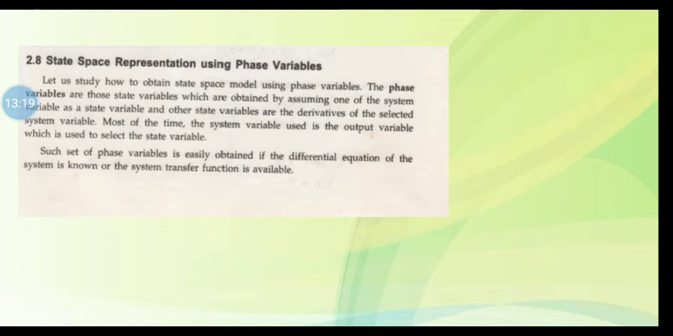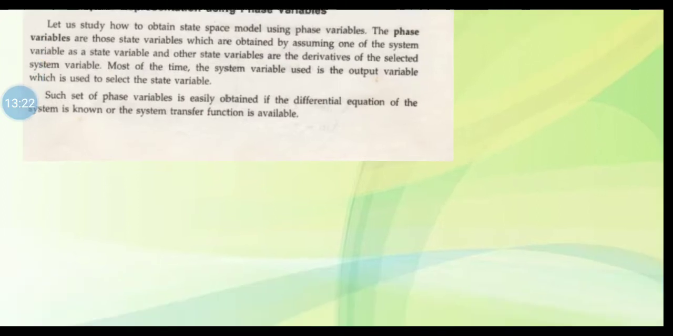We'll see first: those are the state variables which are obtained by assuming one of the system variables as a state variable, and the other state variables are the derivatives of the selected state variable. Most of the time the system variable used is the output variable. Such a set of state variables is easily obtained if the differential equation of the system is known or the system transfer function is available.